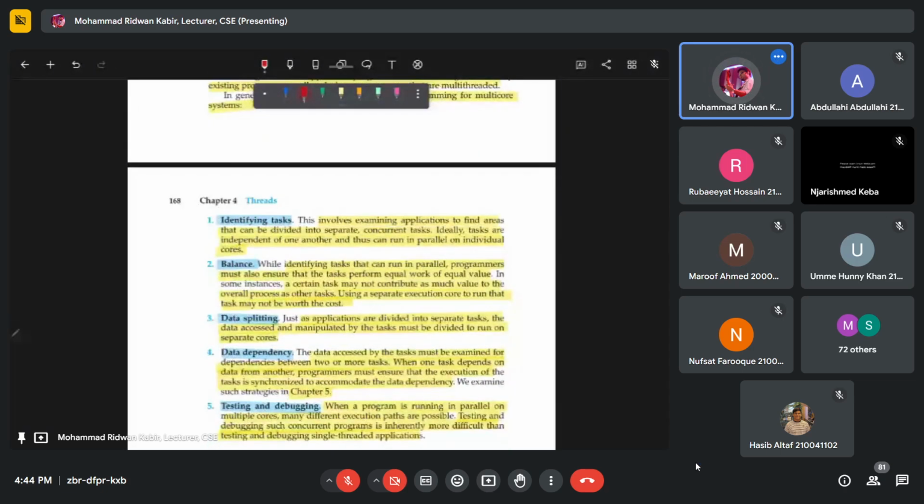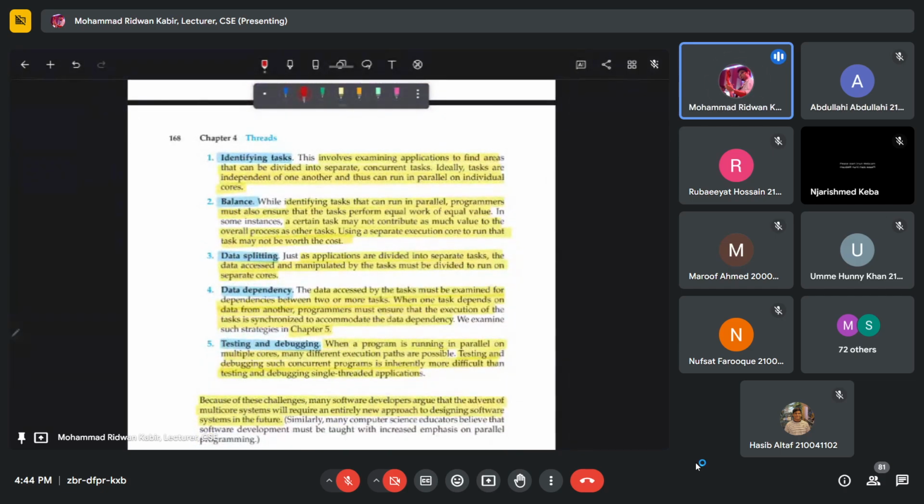So that is why it is very crucial that you ensure balance while distributing parallel and serial tasks in your multi-threaded architecture. The second is, the third point is data splitting, how you divide the data into these tasks so that you don't run into any synchronization issue.